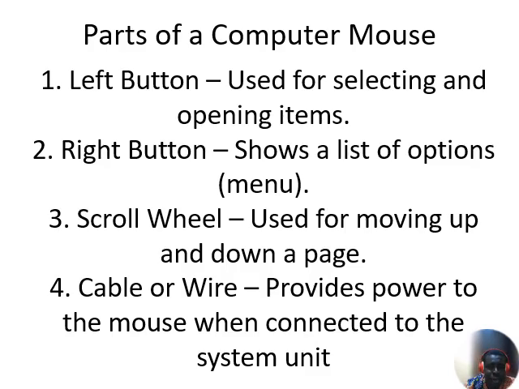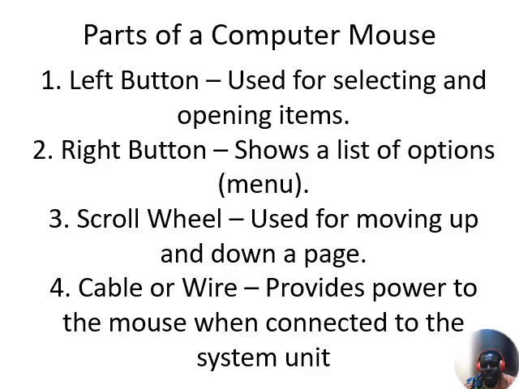Then we have the scroll wheel. As you all know, it is used for moving up and down of a page. So we use it to scroll up and down. Then we also have our cable or wire that provides power to the mouse when it is connected to the system unit. So depending on the type of mouse you are looking at, we are looking at a cable or wire mouse.